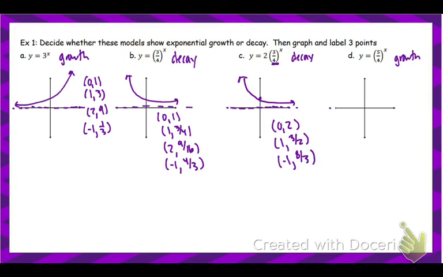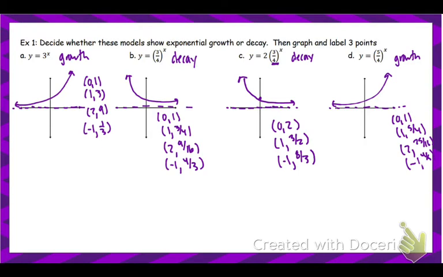All right, and this last one again is going to show growth. So it's going to go through (0, 1) again, 1 the base, 2 the base squared, and negative 1 the reciprocal of the original. And there were a few points on there.